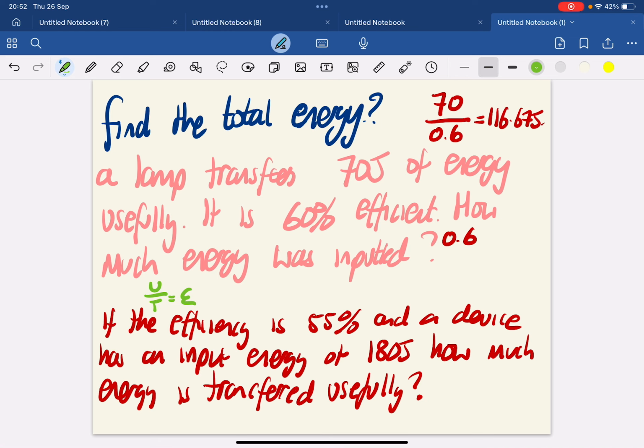Let's input what we know as a decimal. The efficiency is 55%. That is going to be equal to the useful energy, but we don't know what that is. So let's keep that as U still. And do we know our total? Well, yeah, our total input energy was 180. So if we rearrange that, it's going to be 0.55 times 180, which is 99. 99 joules is going to be transferred usefully out of 180 if a device is 55% efficient.